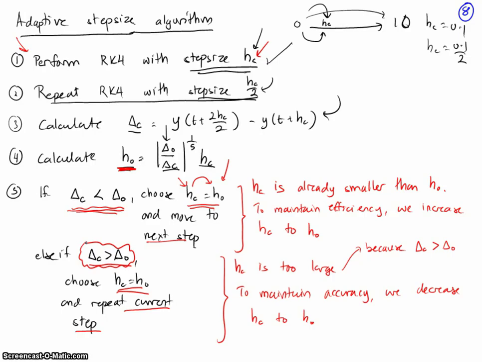It means that the solution that you get for that step is not accurate. That is why you have to set HC to be equal to H0. When you set HC to be equal to H0, you don't move on to the next step. This is because the current step would have had a large error. So you need to repeat the current step using the optimum step before you actually move on to the next step.